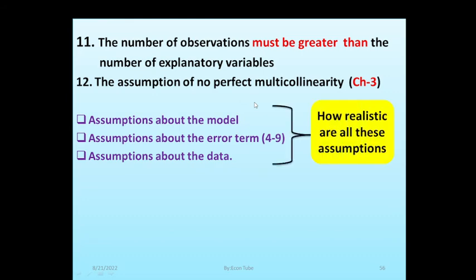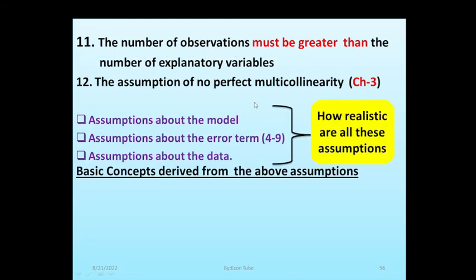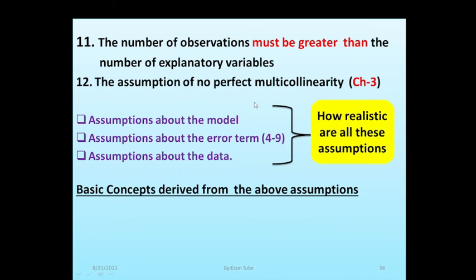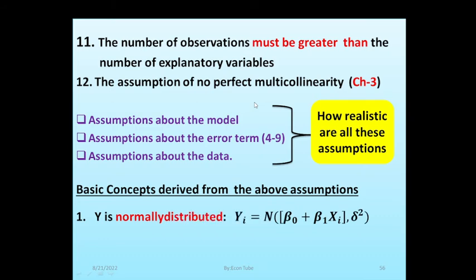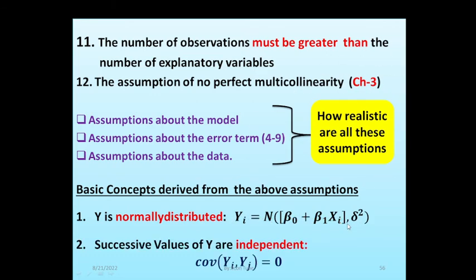How realistic are all these assumptions? We must prove it. The basic concepts derived from the above assumptions: first, Yi, the dependent variable, is normally distributed with this mean and constant variance. Second, the values of y are independent, so the covariance of yi, yj must be 0.